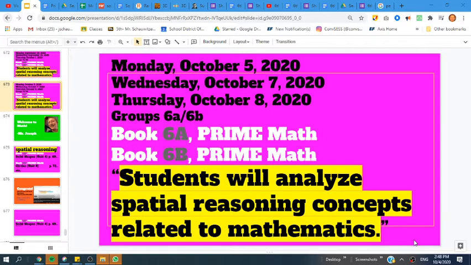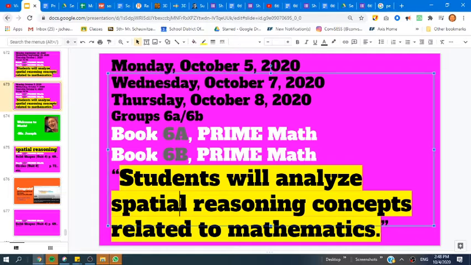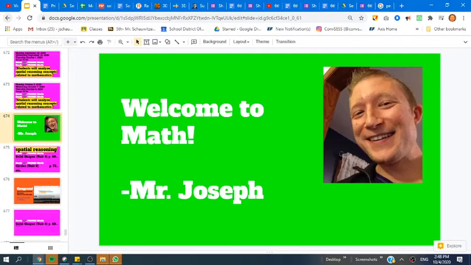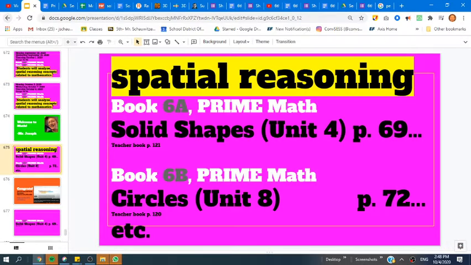We're going to be continuing with the topic of spatial reasoning, all right? Spatial reasoning is just basically looking at different shapes or figures to understand the world around us. So, welcome back to class. It's good to have you. Again, this topic has to do with lots of different chapters inside of your Prime book, both Unit 4 in your book 6A and Unit 8 in your book 6B. Okay, there's actually other chapters that go along with that.